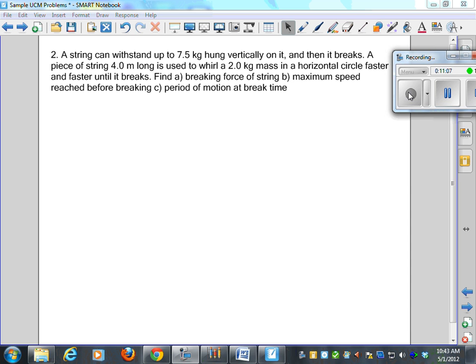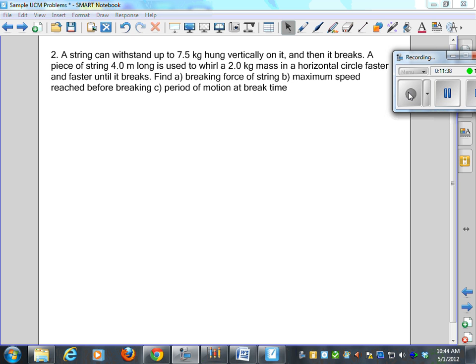Okay, so number 2 is a little different. A string can withstand up to 7.5 kilograms hung vertically on it, and then it breaks. A piece of string 4 meters long is used to roll a 2 kilogram mass on a horizontal surface faster and faster until it breaks. So I've used the word vertical and horizontal in there. So you got to read a little more carefully. I've also got a 2 kilogram mass and a 7.5 kilogram mass. So what's going on here? One's vertical, one's horizontal.